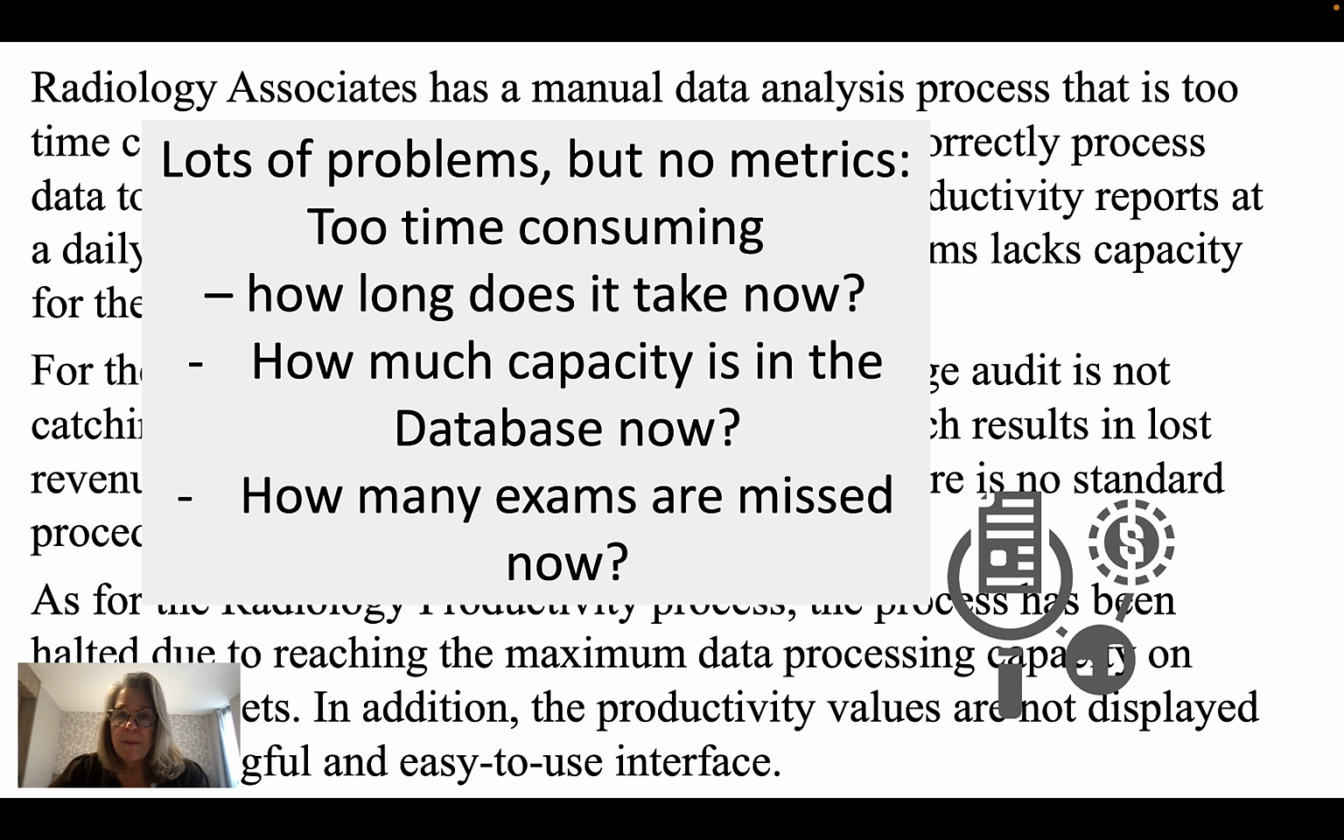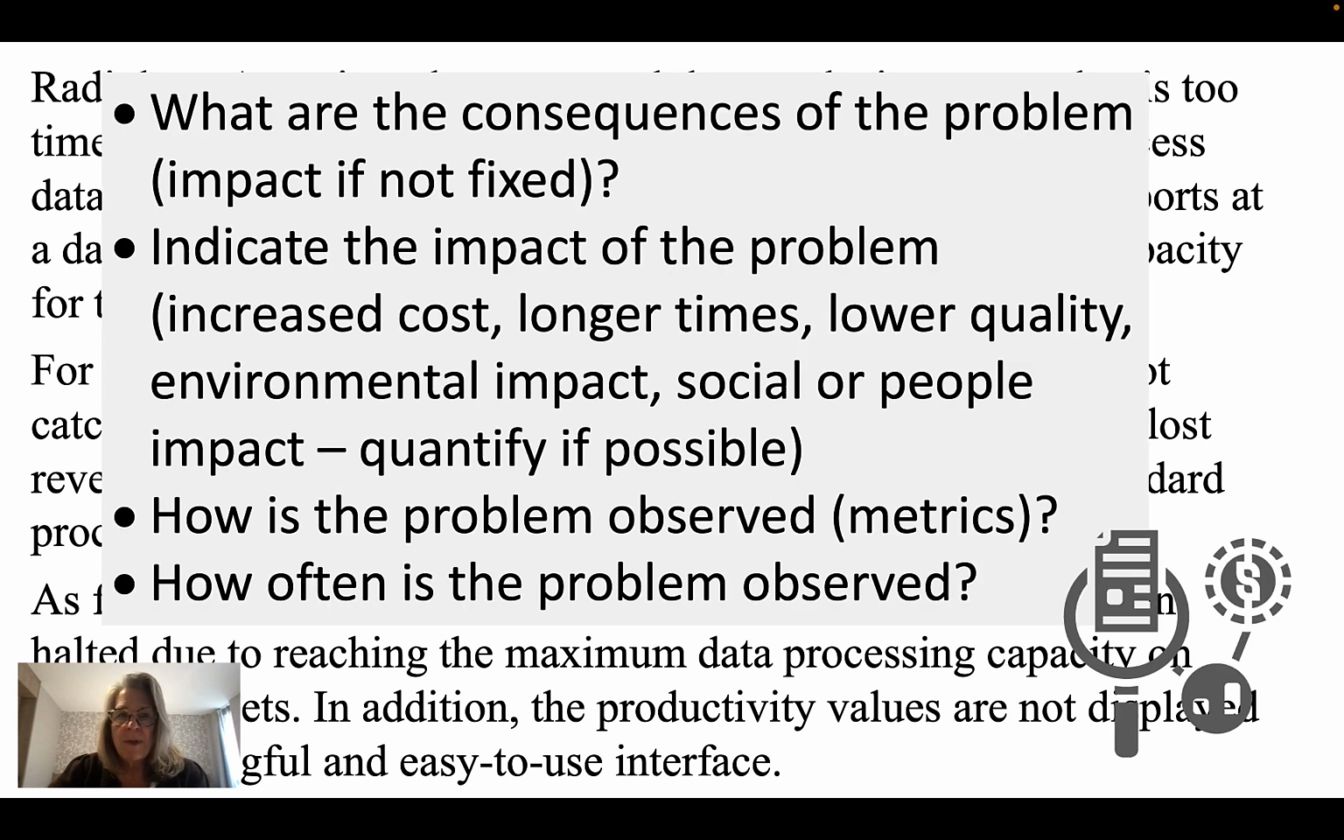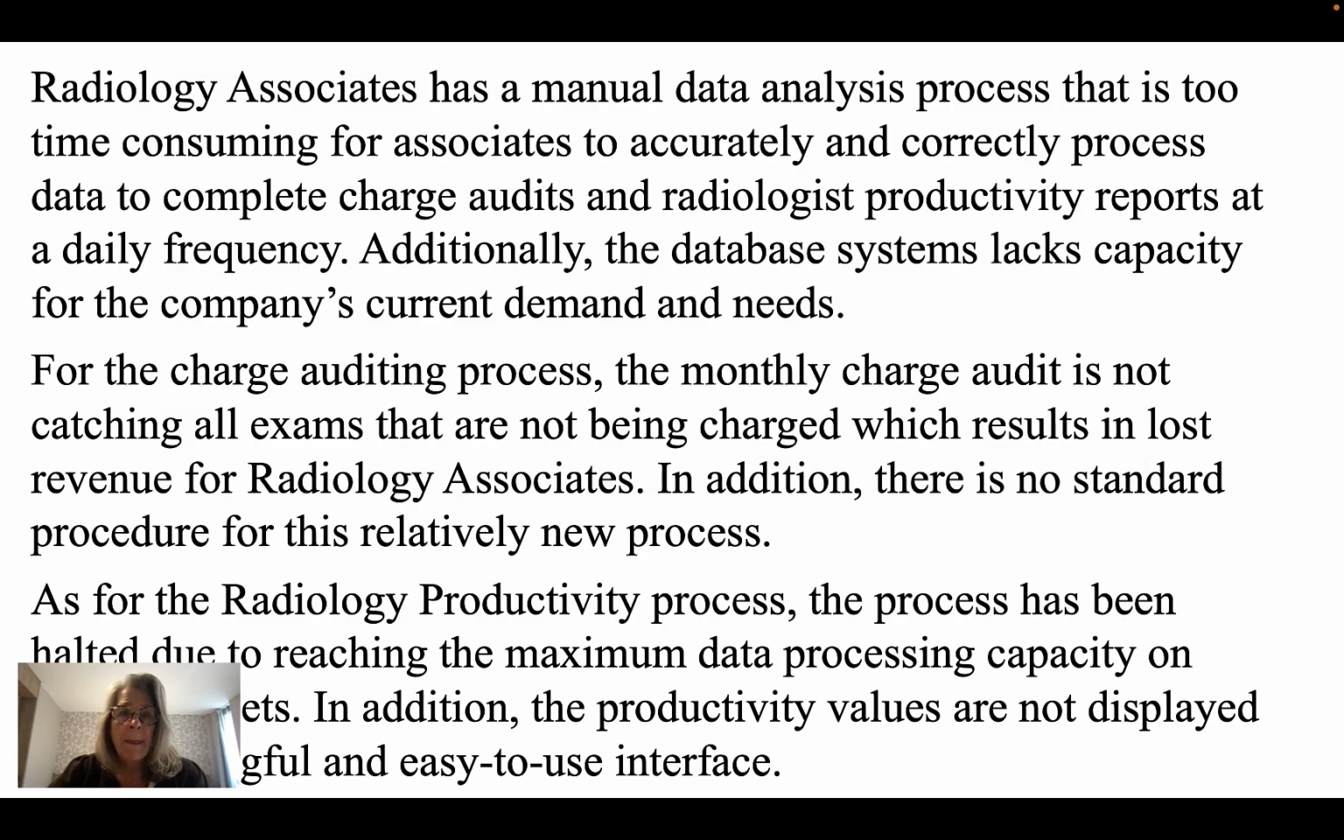There's a lot of problems, but no metrics. What does it mean by too time consuming? What does it mean by capacity? How many exams are missed now? The other thing is, what are the consequences of these problems? They did say lower revenue, which was good, but are there other consequences? Are people unhappy? Are patients unhappy?